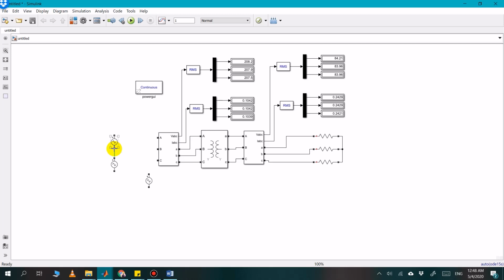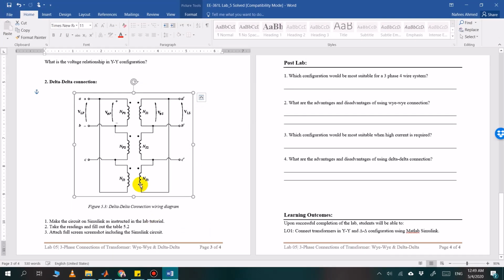So one leg of the voltage source is connected to the second leg, and in the same way the second voltage source leg is connected to the third one, and again the third one is connected to the first one. This is exactly what happens in a delta connection. One leg is connected to the second one, the second to the third, and the third one is connected to the first one.